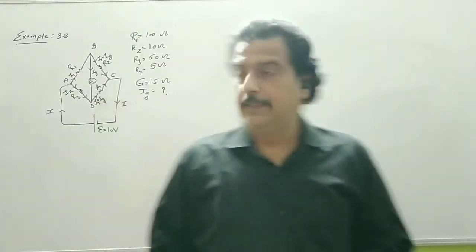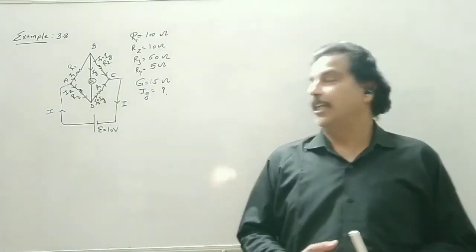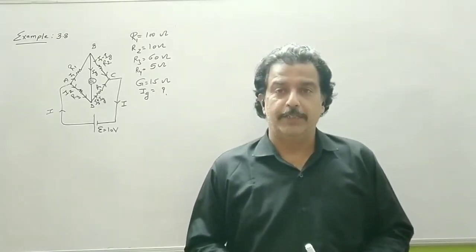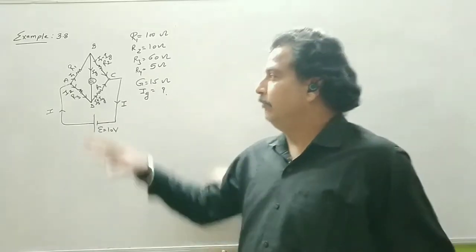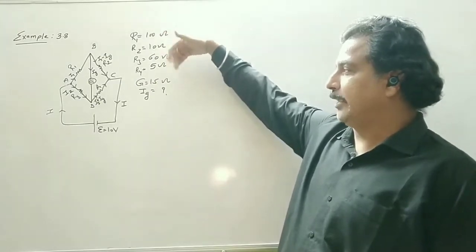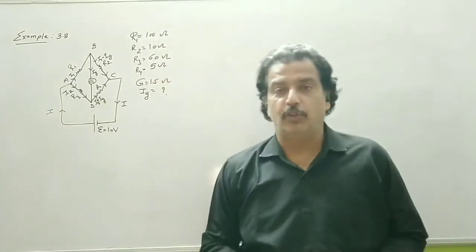Hello students, today we will do example 3.8 which is related to our previous lecture topic, the Wheatstone bridge, and we will also use Kirchhoff's law. Now one Wheatstone bridge is given having the resistance values R1, R2, R3, R4. The resistance of the galvanometer is given as 15 ohms.